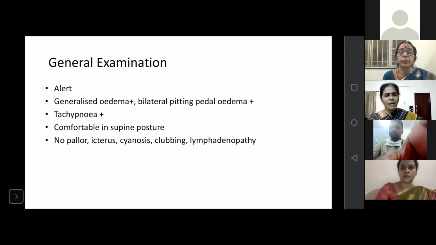Naveen, can you sum up your history before you go to the examination? What are the pertinent things in history which you think are important for this child?